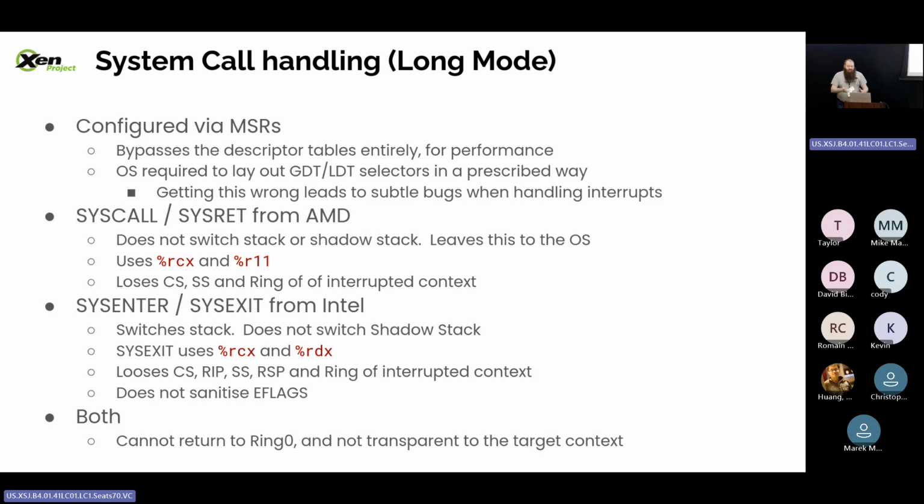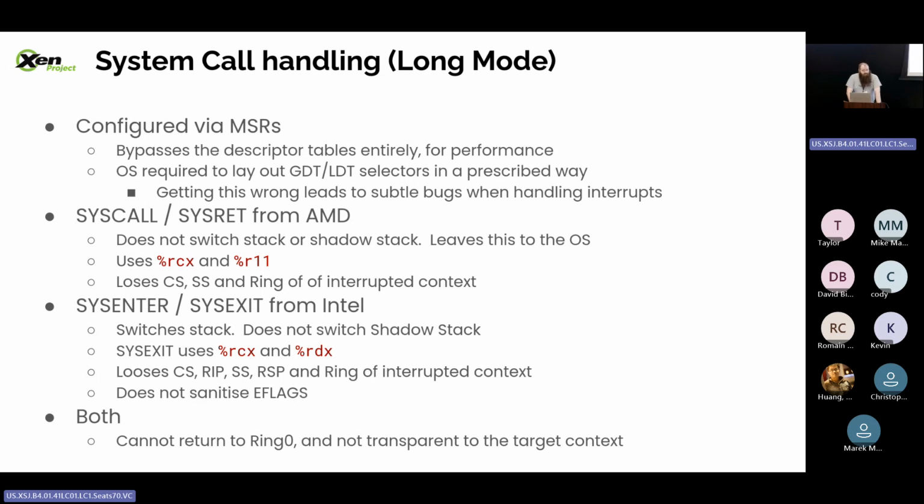Generally speaking, the syscalls, they were configured in model-specific registers. They deliberately avoided the tables in memory. And they also got rid of a lot of the configurability because no one really used the flexibility available in the architecture. Both of them had problems. Syscall and sysret was the ones that AMD did. It doesn't switch the stack, and that leads to a whole bunch of privilege escalation bugs.